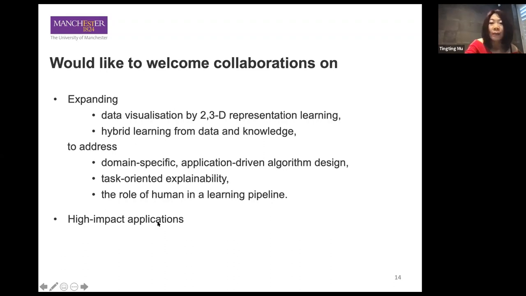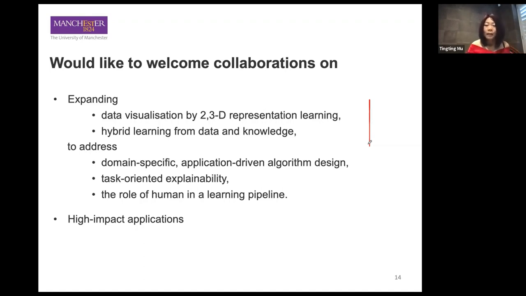Okay, so in the end, I would like to end this presentation by welcoming new collaborations. As I mentioned here, these are the topics we're interested in. So far, when we develop algorithms and techniques around these topics, we're looking at general algorithm design. But to expand it, we really welcome people to use the algorithm or develop an algorithm for some domain-specific high-impact application, so that we look at more domain-specific, application-driven algorithm design.